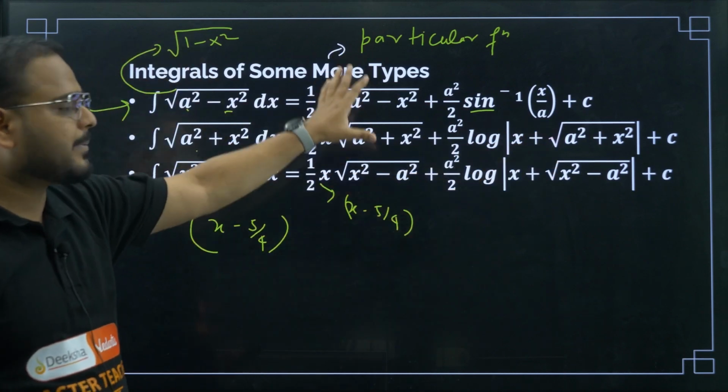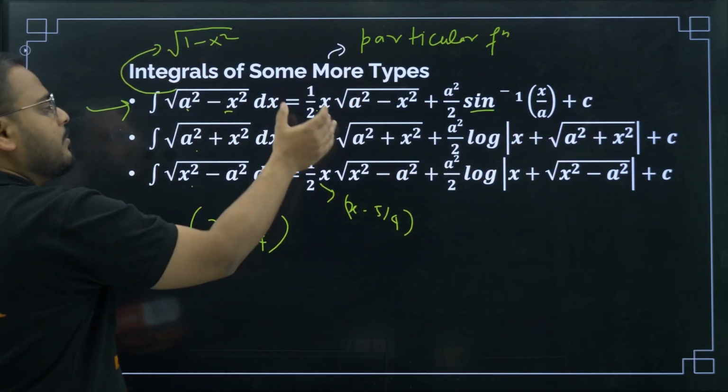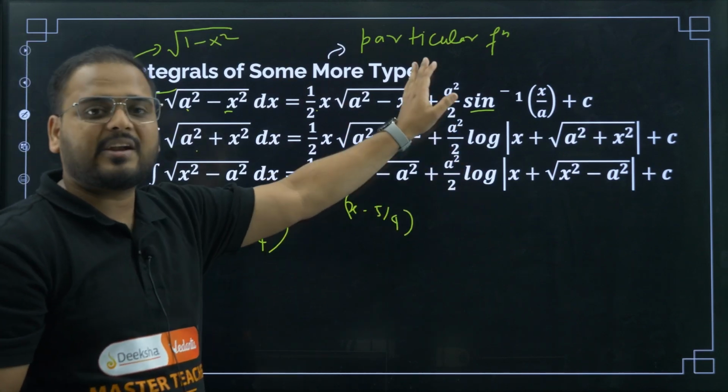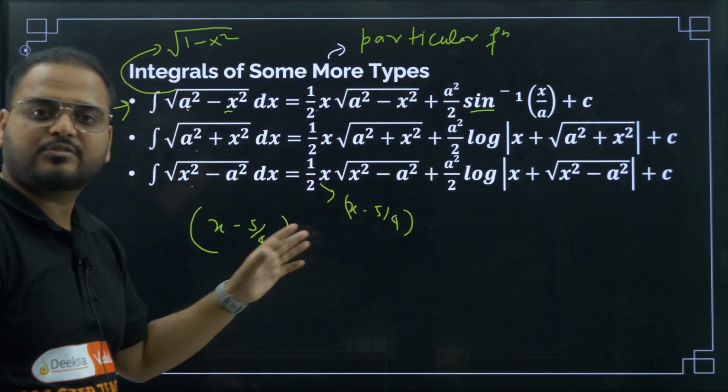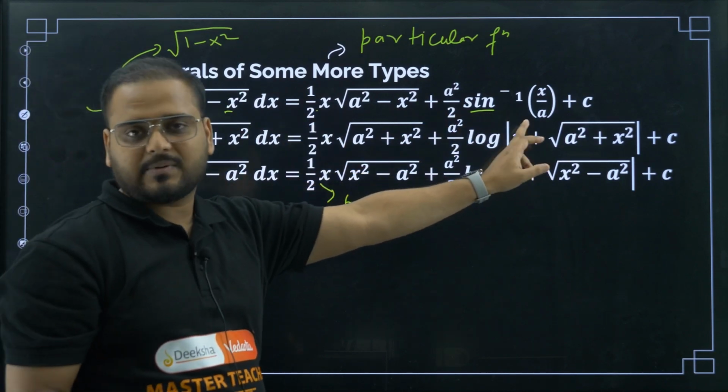First step remains the same for all of it, right? x by 2 multiplies with the same root. Write x by 2 and multiply with the same root. Second step, write the plus sign and write a square by 2 for all the three. For this, sin inverse of x by a will come.